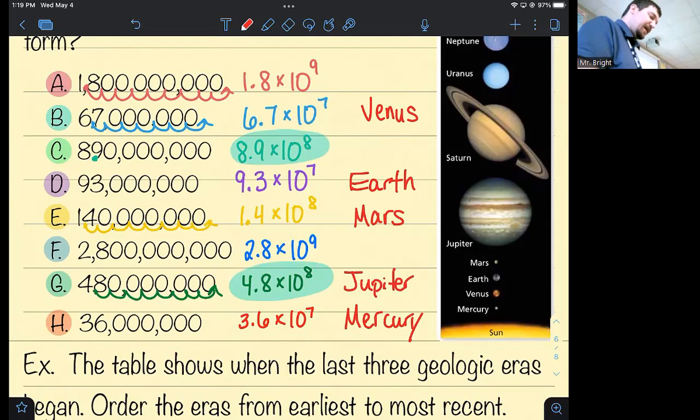I believe I've heard that Jupiter is 100 times larger than the Earth, to give you an idea of just how big it is. Could be mistaken for another sun, but it's not a star. And then after Jupiter, that must mean the last one here is Saturn at 8.9 times 10 to the 8th, or 890 million miles away.